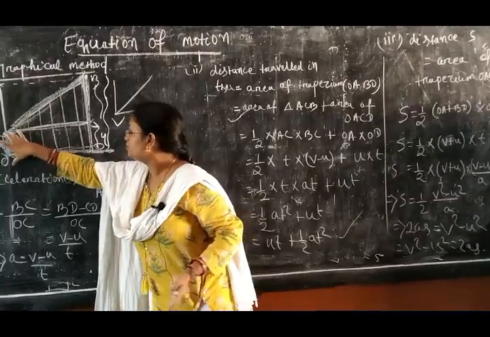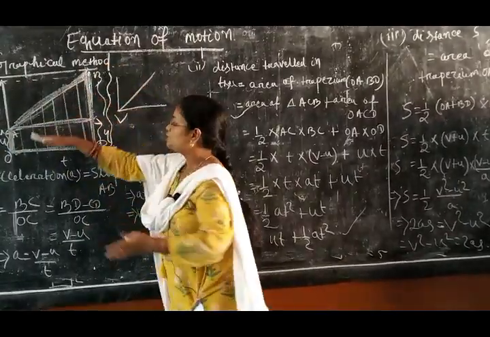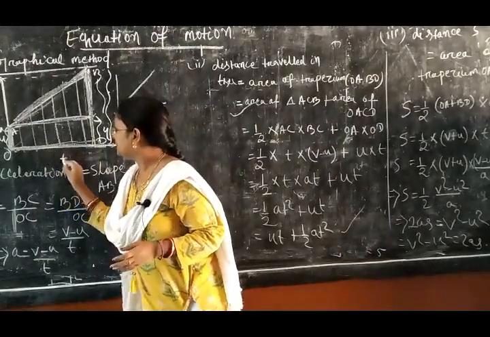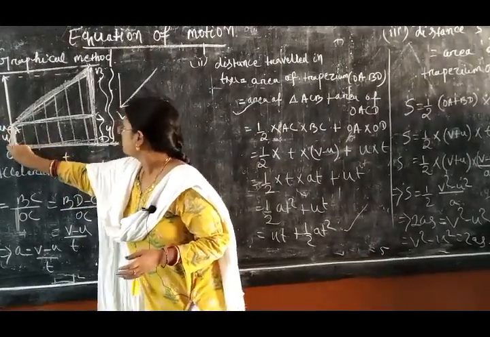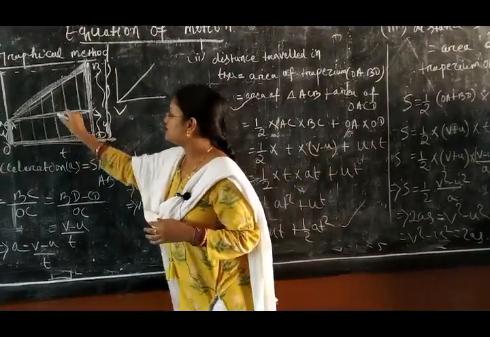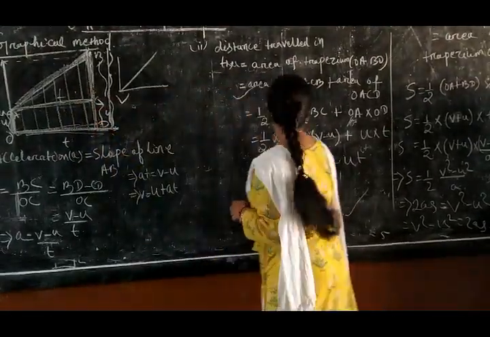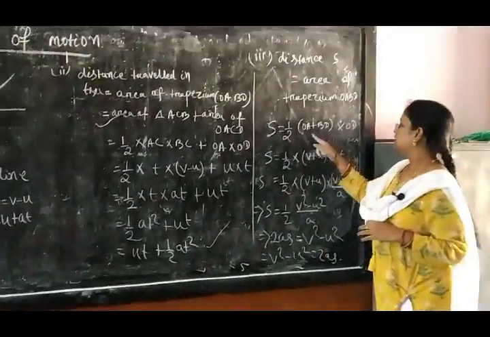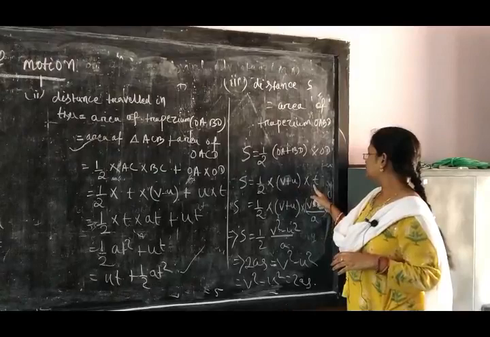So this is your U. This total is your what? V. So U plus V. And height is this one, OD, T. This is U, this one is V, this one is T. If this is T, this one is also T. So half into OA plus BD into OD. So V plus U into T.